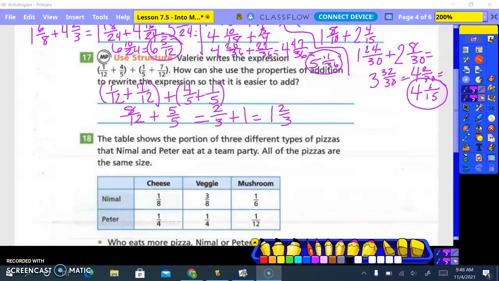So we had 2 sets of parentheses this time. So first we added 1/12 plus 7/12, which got us 8/12. Then we added 4/5 plus 1/5, which got us 5/5. Then we simplified 8/12 to 2/3 and 5/5 to 1, which got us 1 and 2/3 as our answer.